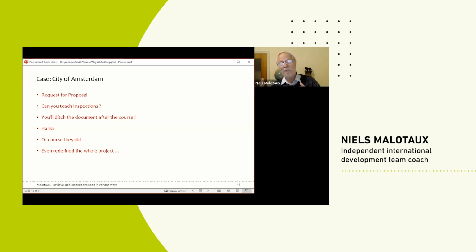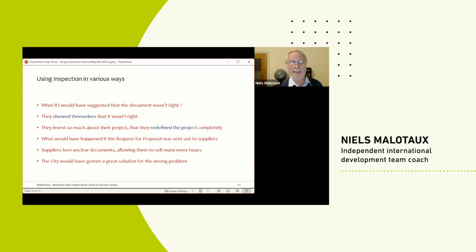the document, the way we teach that, and I see Tom Gilb listening in, and he taught me these things. So by really understanding their own text and what it should be, they said, well, this is a dangerous document. We have to redefine the whole project, because, you know, suppliers, they love unclear documents. They love it because they can sell many more hours, first doing it according to the document and then finding out it's not right and then having some iterations and things like that. So they love that. And the city would have gotten a great solution for the wrong problem.